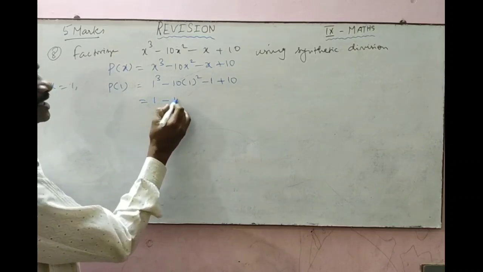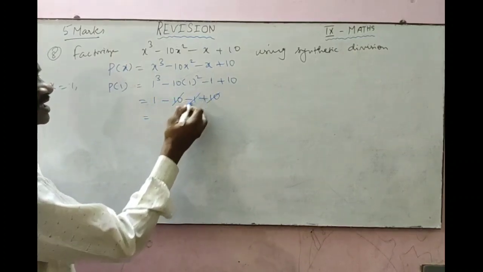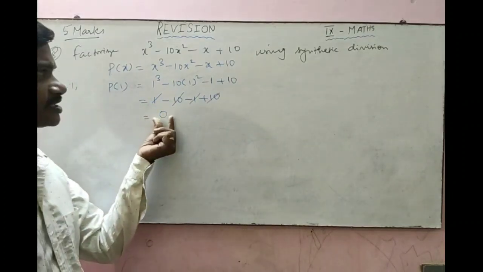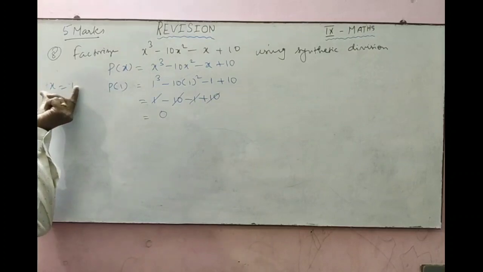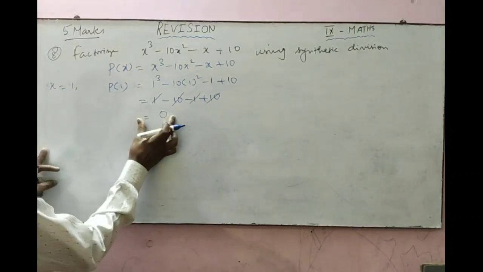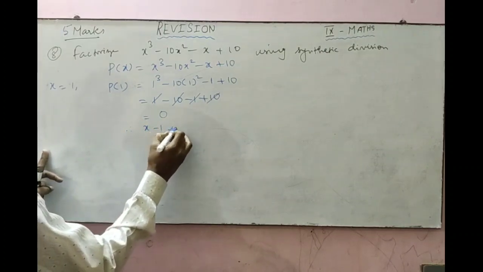You will get 1 minus 10 minus 1 plus 10. Minus 10 plus 10 gets cancelled, plus 1 minus 1 gets cancelled. You will get the answer as 0. So the remainder is 0, which means x minus 1 is a factor. Now I substituted 1 for x and I get the remainder as 0. So therefore x minus 1 is a factor.